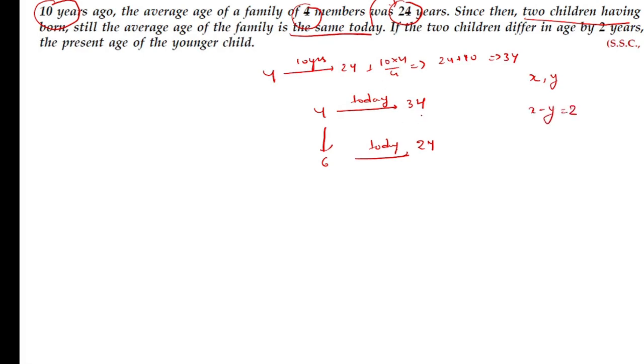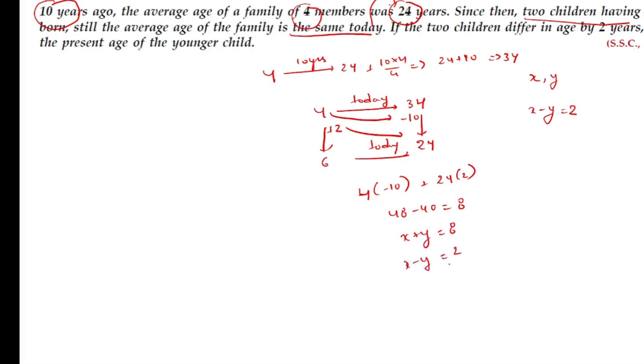This is the same as the second problem. So the average difference is 10 and the addition is 2. So 4 into minus 10 plus 24 into 2. So this is 48 minus 40, equal to 8. This is the sum of the 2 children's ages. So x plus y is equal to 8, and x minus y is equal to 2.